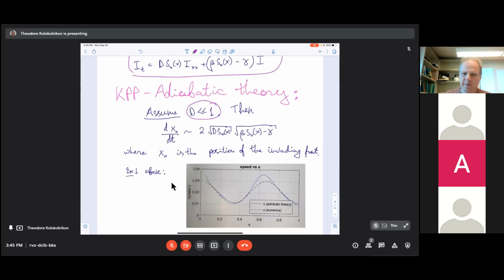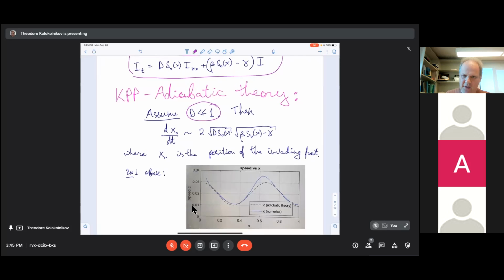Surprisingly, it actually works pretty well when you compare it with numerics, at least for some regimes. Here's an example of comparison, where I plot on the vertical axis the speed, which is slow for small d, versus x. The speed is initially fast, then it slows down, then it speeds up again. That's the example with the two-humps kind of population density I used, and then it slows down again.